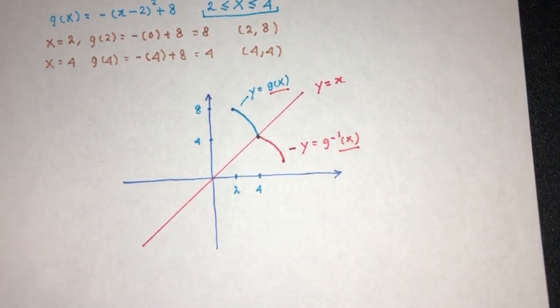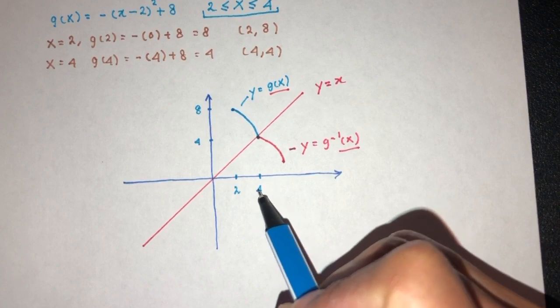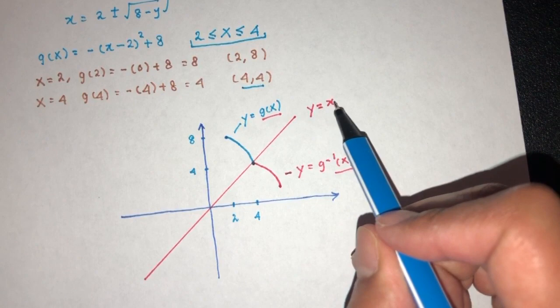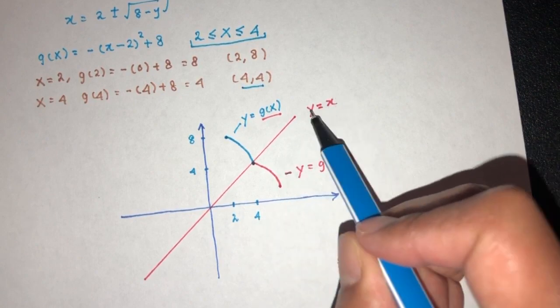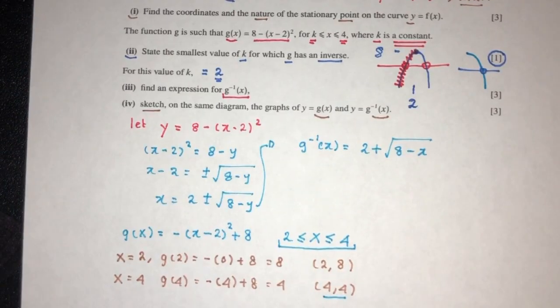Okay, now how do I know the point lies on the line? Because when x equal to 4, the value of y is 4, you can see. So this is the line, y equal to x. When x equal to 4, y is also 4. That's why we know it lies on the line. Okay, and that will be part 4 of your question.